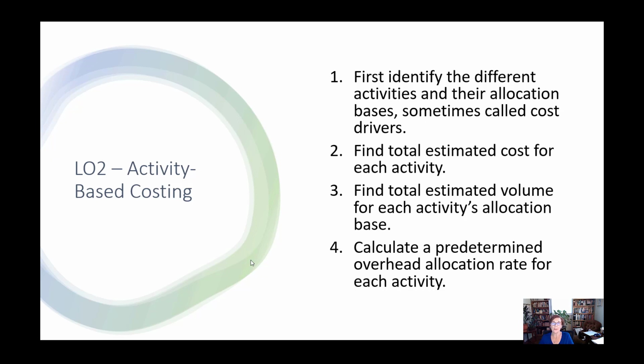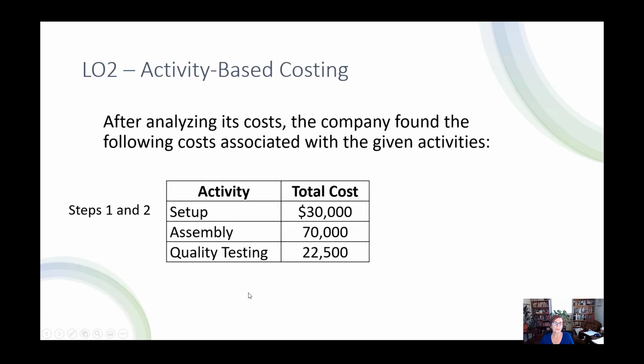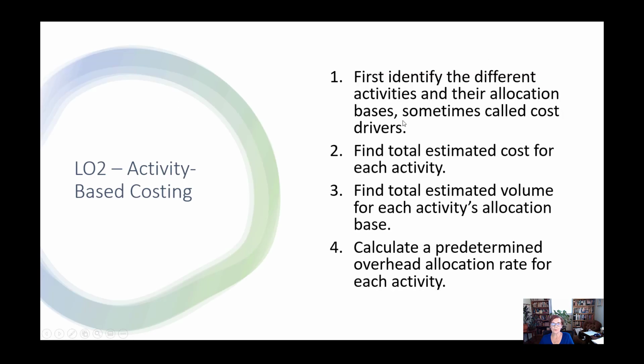And then finally, we calculate a rate for each of the activities. All right, so let's take a look at an example of activity-based costing. The company did some analysis and they came up with 3 different activities that happen in production: setup, assembly, and quality testing. And they came up with the costs. So this is steps 1 and 2 to remind you. That's finding the activities and the total cost for each activity.